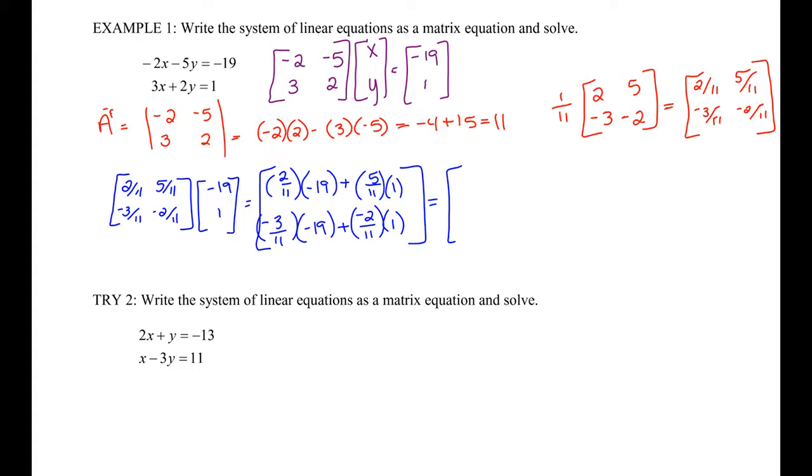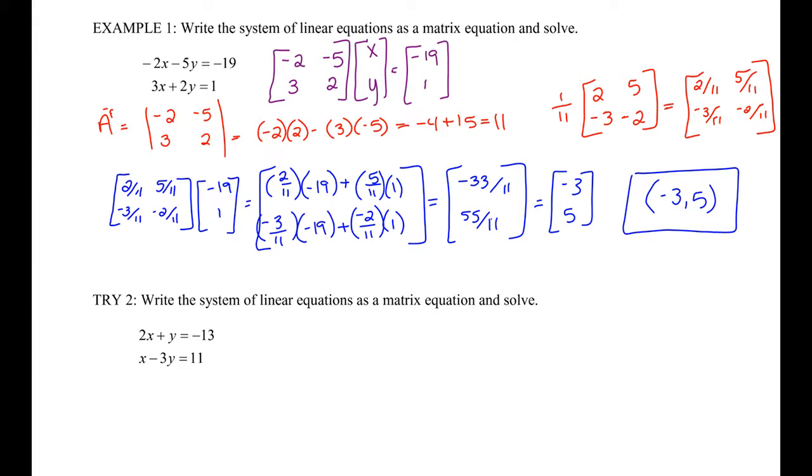Alright, so if I simplify this, the top one becomes negative 33 over 11, the bottom one becomes 55 over 11, both of which can be simplified. This gets simplified to negative 3 and 5, and then because I am solving a system, I need to write my answer as an ordered pair. So your final answer is going to be negative 3, 5.